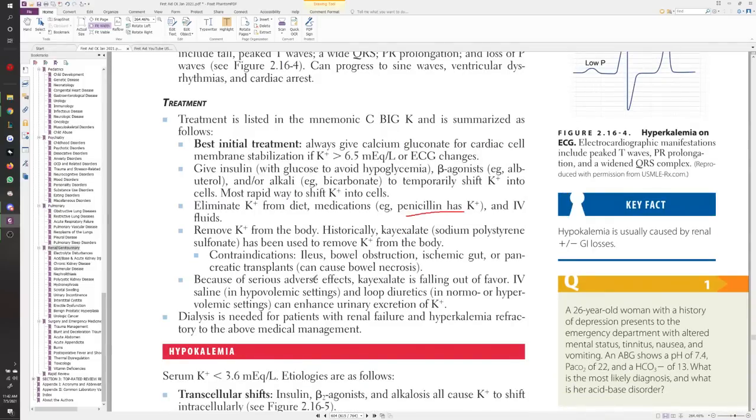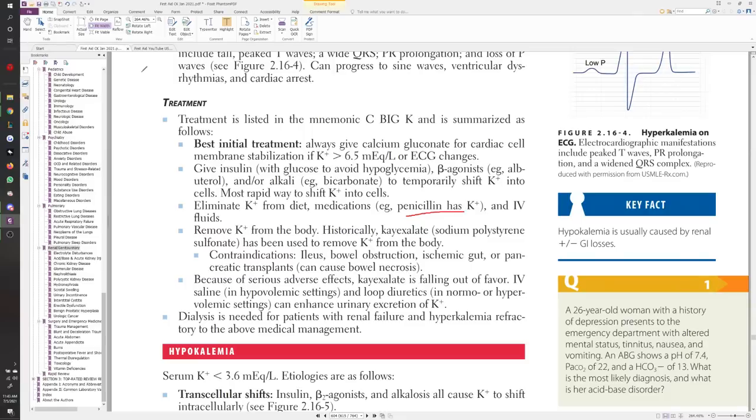Because of serious adverse effects, kayexalate is falling out of favor. IV saline and loop diuretics can enhance urinary excretion of potassium. So now you might get a patient who's got a lot of fluid retention and hyperkalemia. Put them on a non-potassium sparing diuretic. Non-potassium. You don't want to put them on a potassium sparing diuretic because then that'll defeat the purpose and probably worsen things. Give them a diuretic that would get rid of potassium also, right?